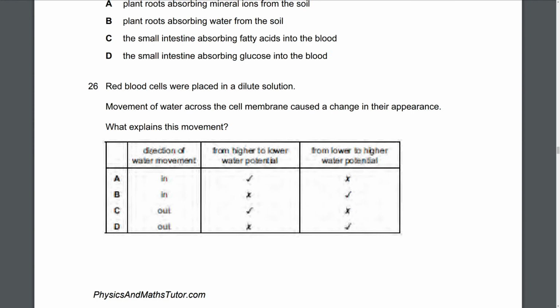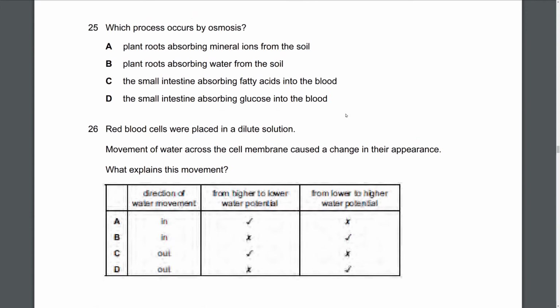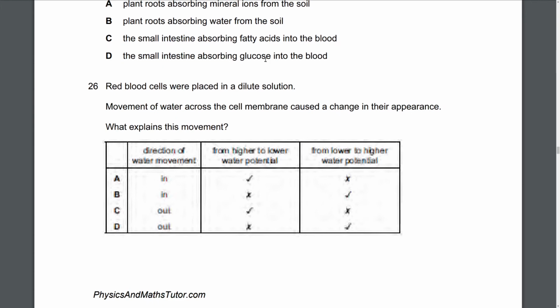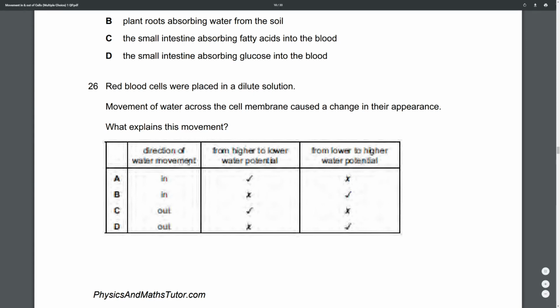Red blood cells were placed into a dilute solution. Movement of water causes changes in the cell membrane. Which statement describes this movement? The direction of the movement: yes, it will go in because it's dilute. From high to low, yep, and from low to high, no. So it will be A for this one.